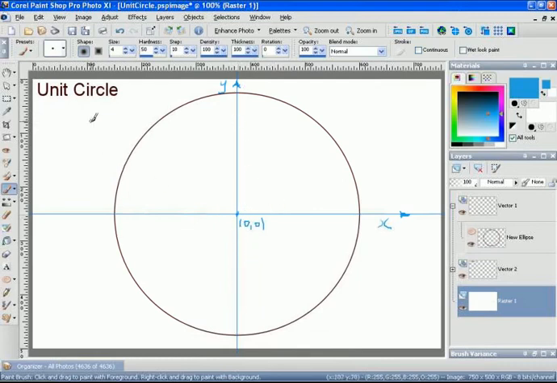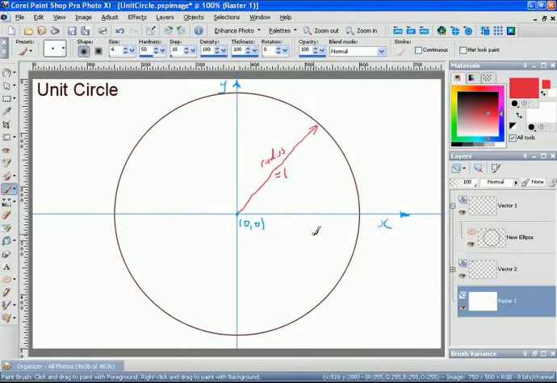Now, when we talk about the unit circle, what does that really mean? Well, the unit circle refers to a circle that is drawn that has a radius of 1. So let me just draw in here. Imagine this being a straight line and this being the radius, and we're going to make this equal to 1. Whenever you have this condition, then we're talking about a unit circle.